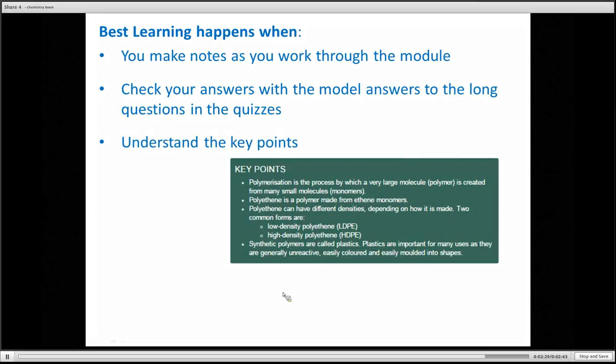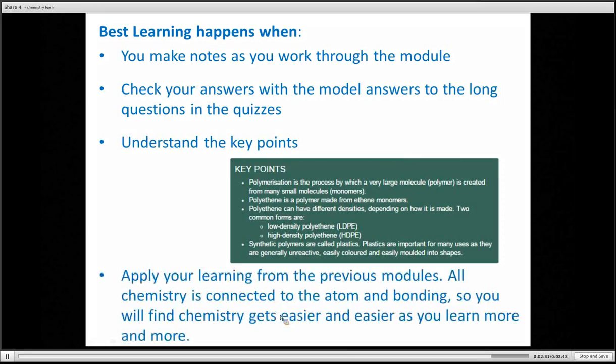And finally, as I was pointing out, it's always relating to atoms and bonding for chemistry. So the more modules you do, the easier you'll find it.